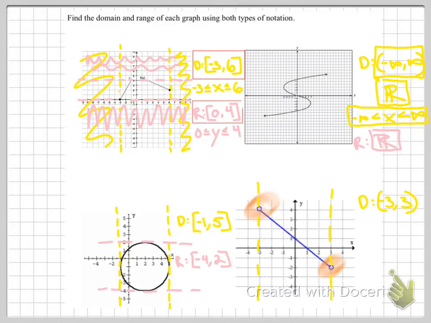Fence in your y's. Lowest y through a hollow dot, highest y through a hollow dot. Smallest number first, biggest number, hollow dot, hollow dot. Hopefully this helps you understand domain and range.